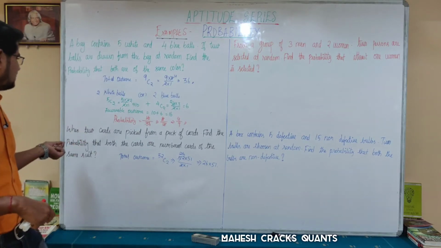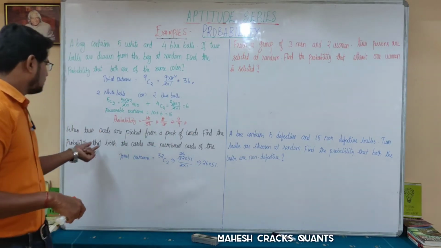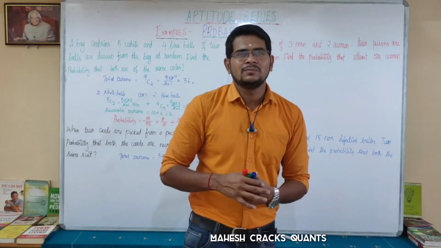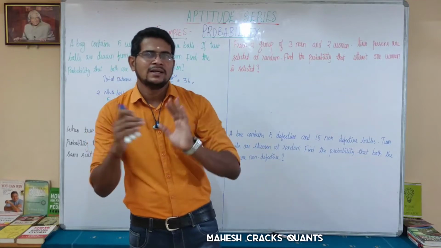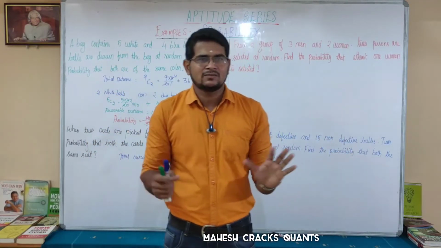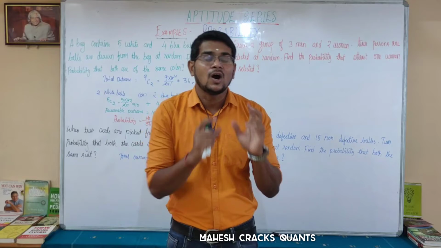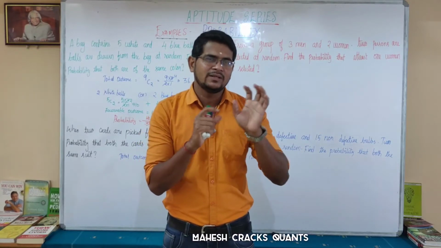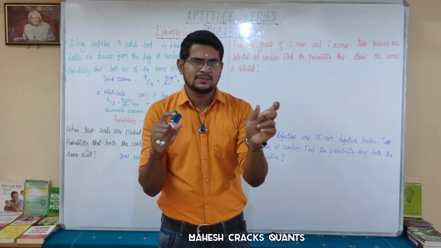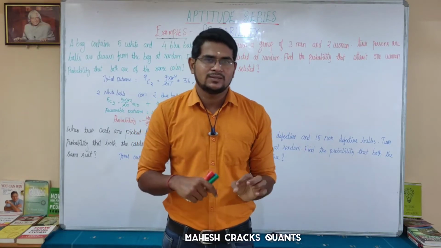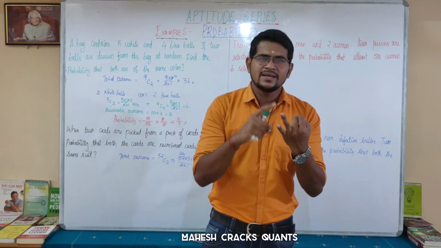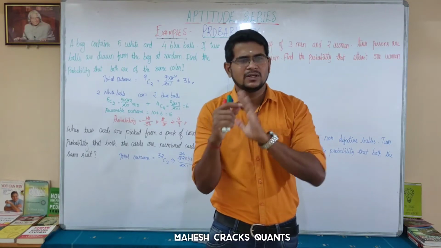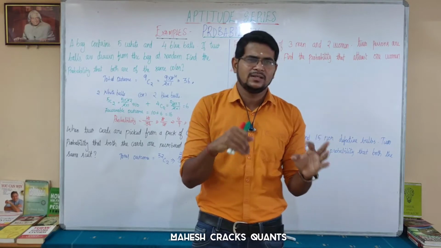Next, what is my favorable outcome? Find the probability that both the cards are numbered cards. How many numbered cards will be there? In each suit, in each category, there are 4 categories of cards, 13 cards will be there. How many cards are numbered? In every type, you have 9 numbered cards, right? Except A, J, Q and K. Except these 4, the remaining 9 cards, because in everything 13 cards are there.